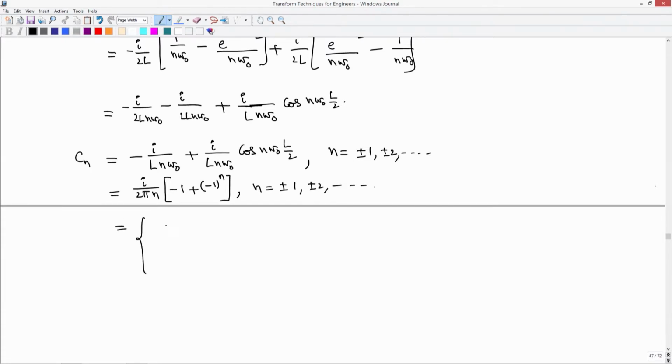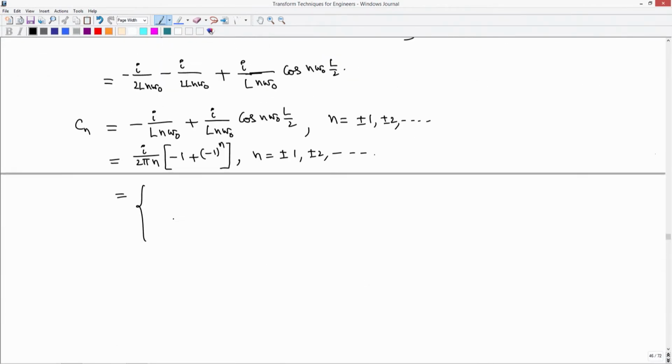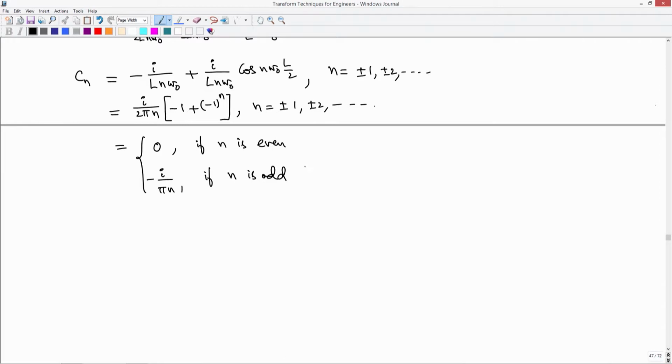So, if you see, this is actually equal to 0 if n is even, then minus I by pi n if n is odd. Is this true? So, if n is odd, n equal to 1 or minus 1, what you see is it is going to be minus 2 goes to minus I by pi n. Okay. This is what you have, and this is only for n non-zero.